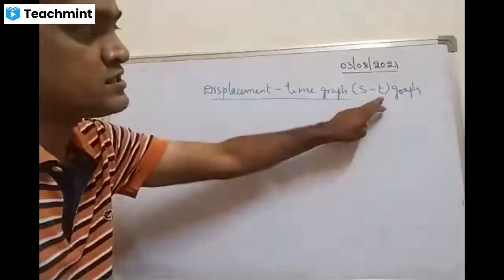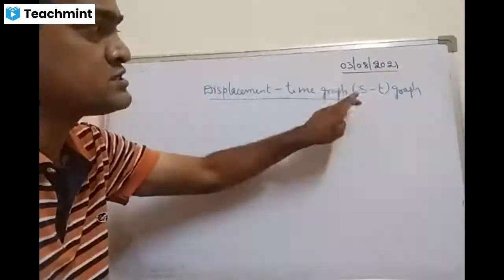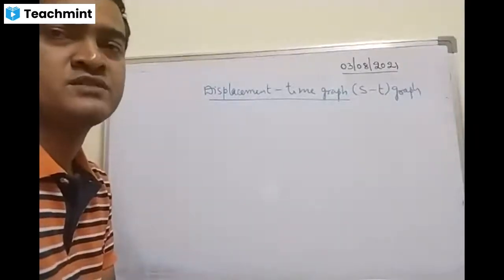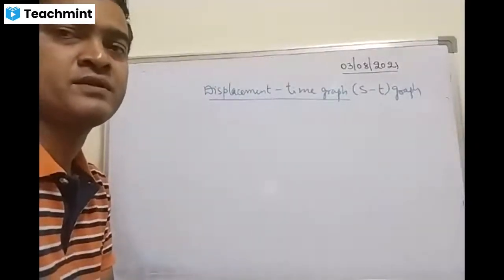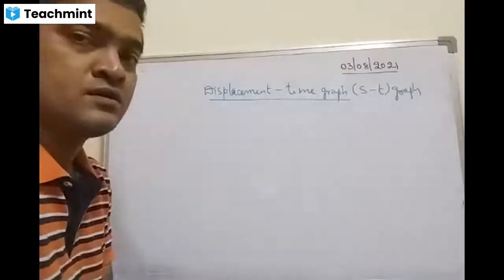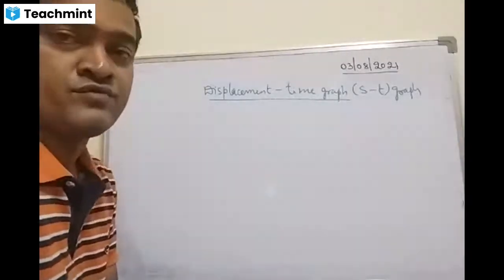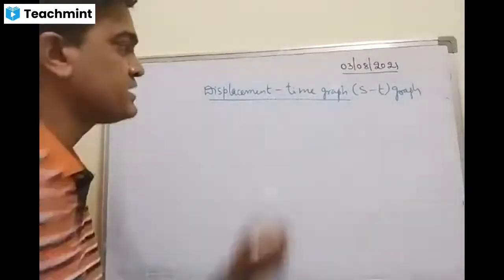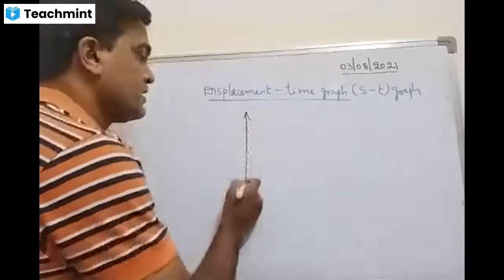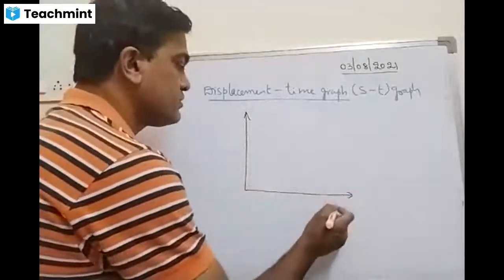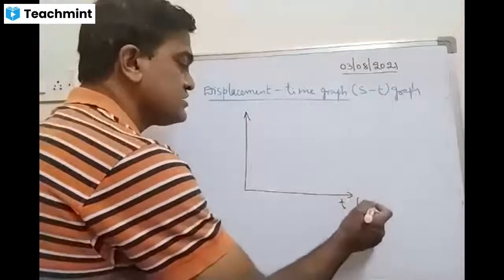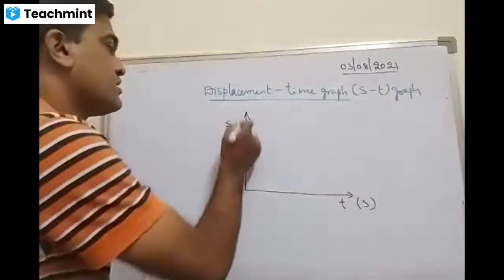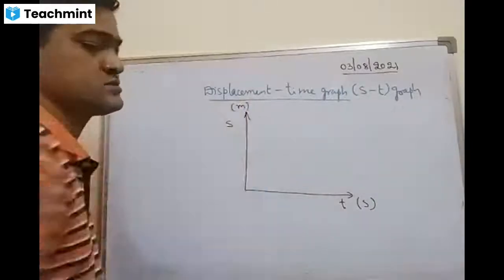So whether time depends on displacement or displacement depends upon time? Time is always independent. Displacement depends upon time. So which one you have to take along x-axis? Independent variable. Here time is independent variable. So let me take time in seconds along x-axis, and the displacement along y-axis I'm measuring in meters.